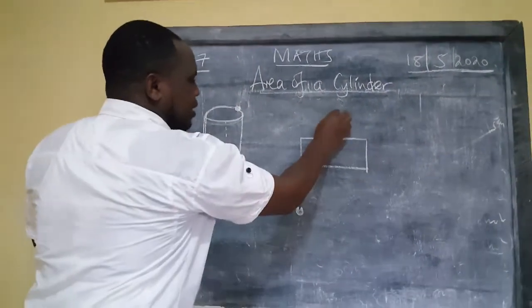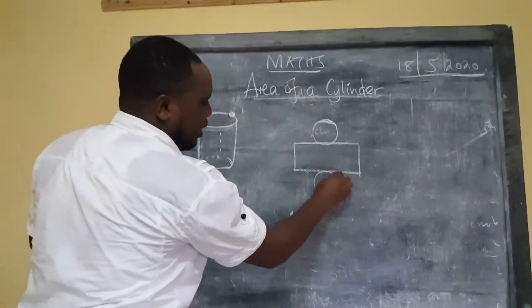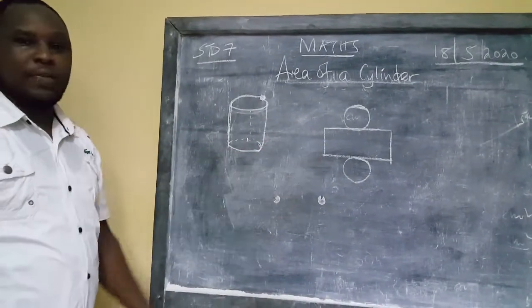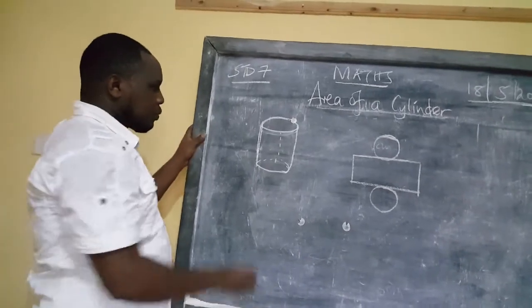Then the two circular parts are going to come on that side. Circular part, another circular part. So we want to get the area of these three faces, three shapes. Now I want you to understand this.